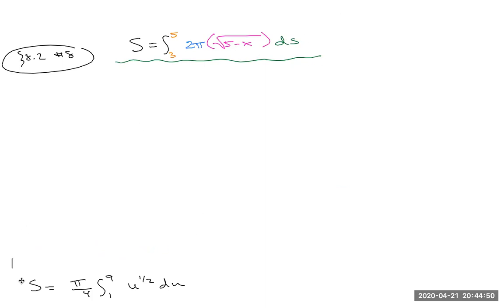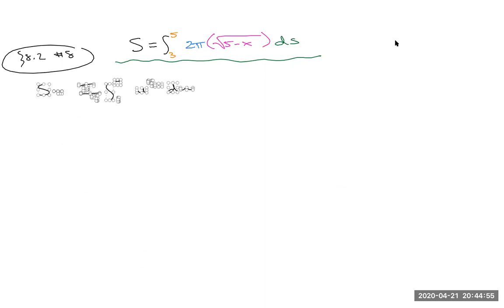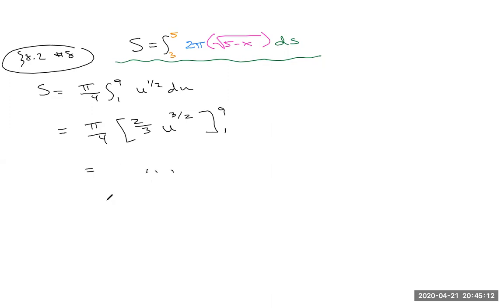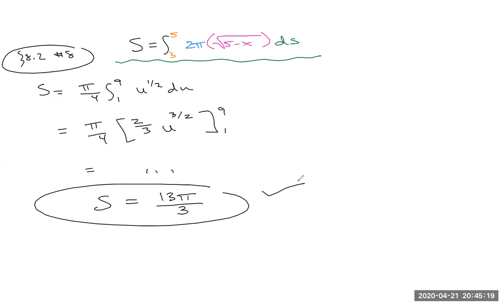Okay. All right. So pi over 4 times 2/3 u to the 3/2 from 1 to 9. I'll put a dot, dot, dot, and then s comes out to be 13 pi over 3 when you plug in. Okay, that covers the problems from 8.2.